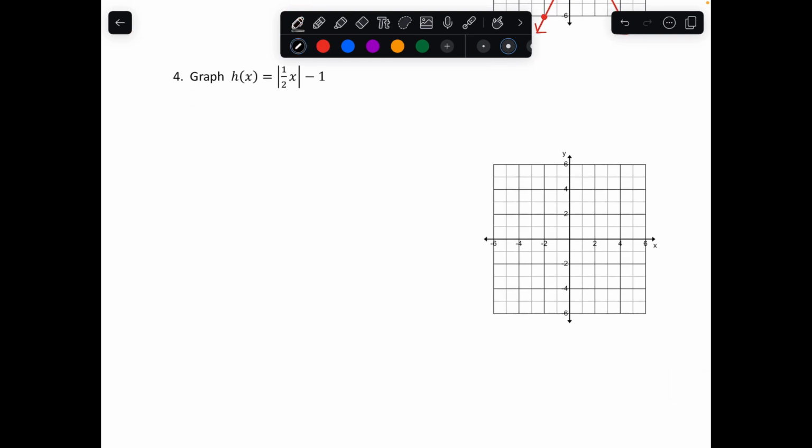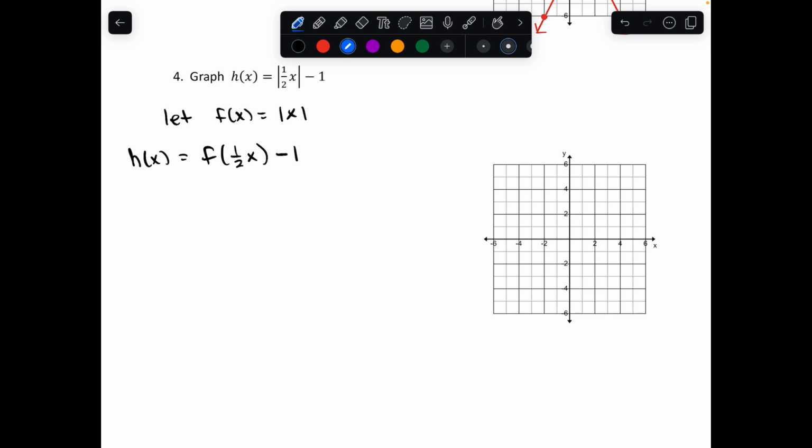Moving on to our last problem, I'm going to follow the same process. I want to write my base function. So let f of x be equal to the absolute value of x. And I want to rewrite my function h in terms of my base function. So h of x is equal to f of 1/2 x minus 1.